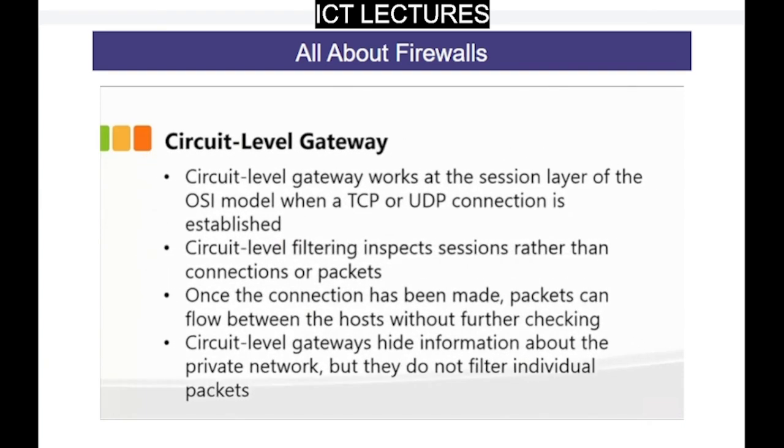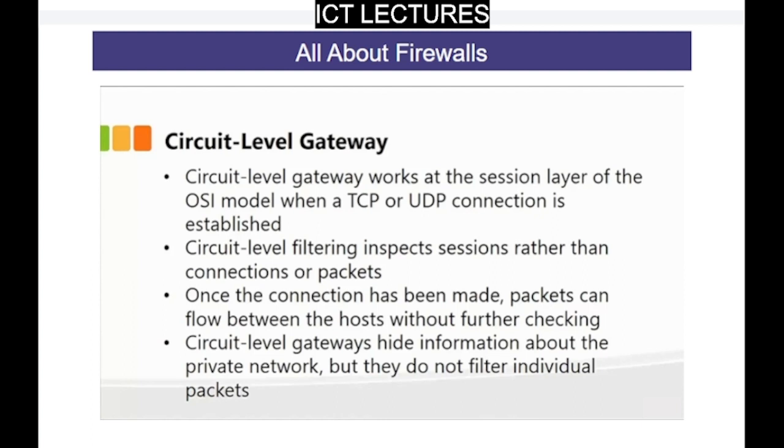The circuit level gateway is yet another way, and it works at the session layer of the OSI model when, for example, a TCP or UDP connection is established. What this does is inspect sessions rather than connections or packets. So it's not concerned about the data, it's actually concerned about the session itself. So once the connection has been made, packets can flow between the hosts without further checking.